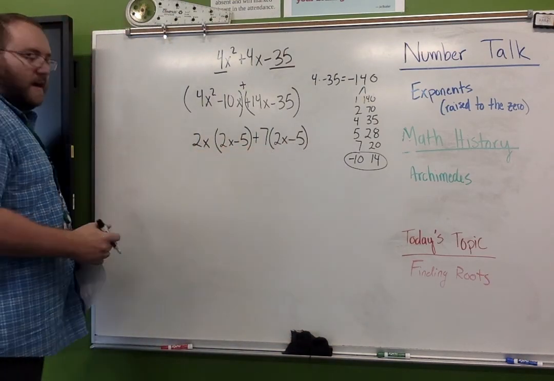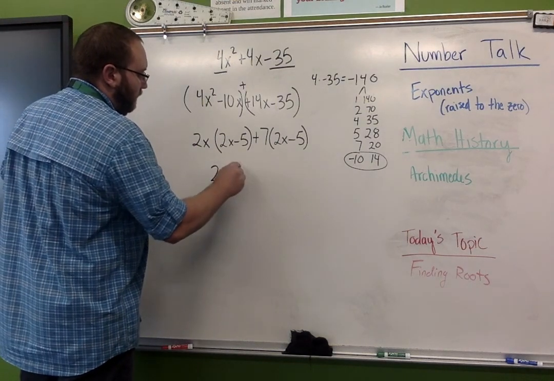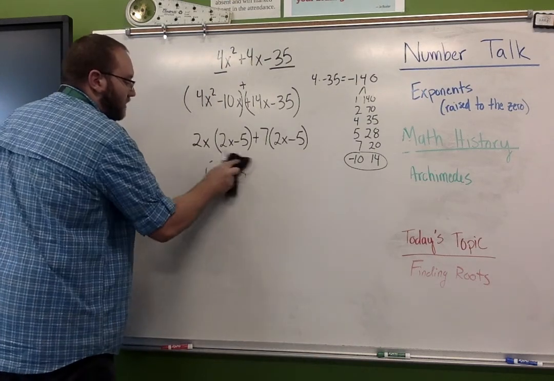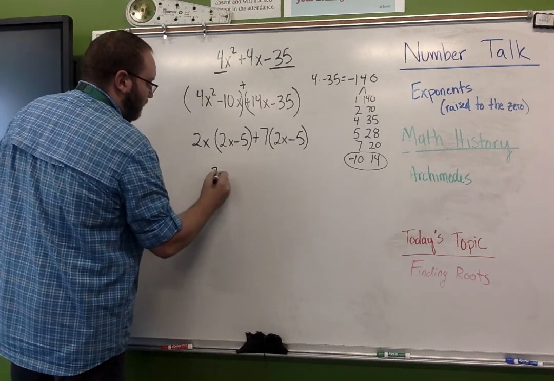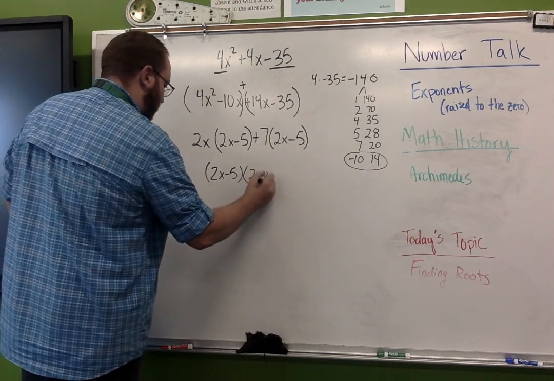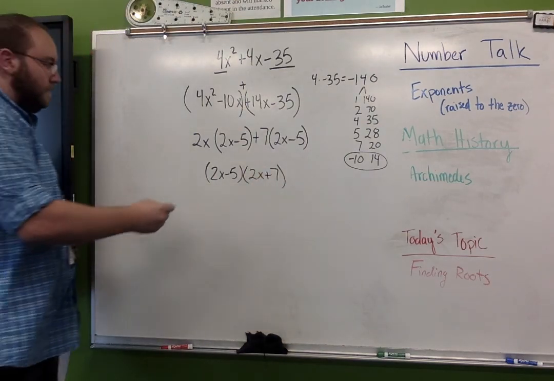Now, greatest common factor of the whole thing, 2x plus 7. Oh, sorry, I got ahead of myself. Factor out 2x minus 5 times 2x plus 7. And there's your answer.